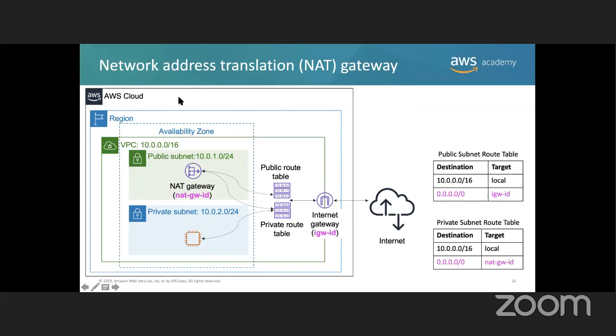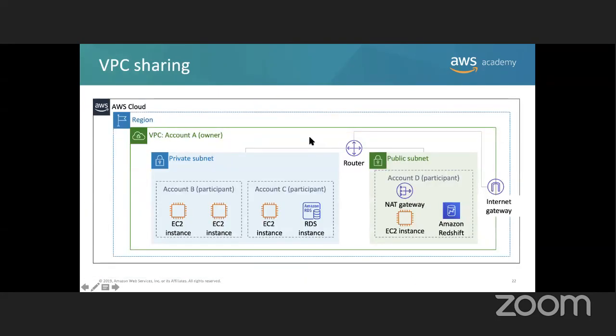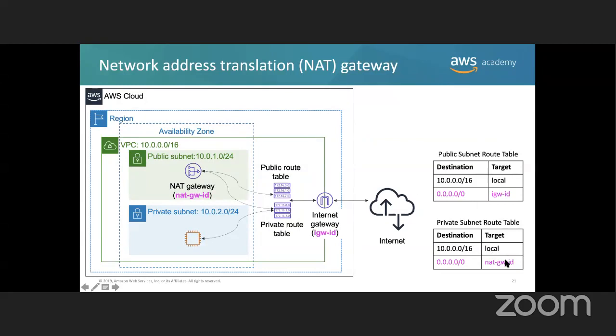Now we have the NAT gateway. The NAT gateway is what allows the private subnet to connect to the internet. That's why we have this local entry, and then this NAT gateway entry. So in the public subnet we have the internet gateway entry, and in the private subnet we have the NAT gateway entry. The destination is going to be the internet.